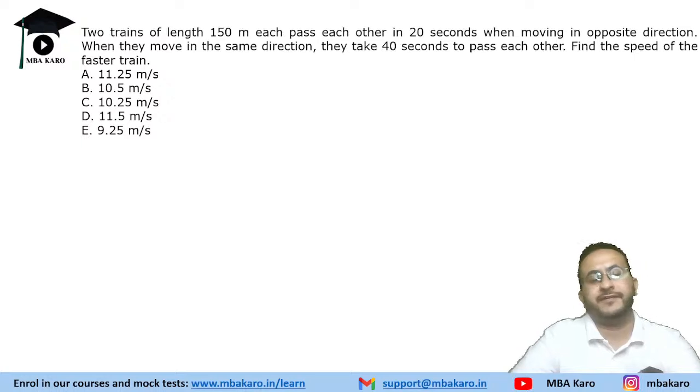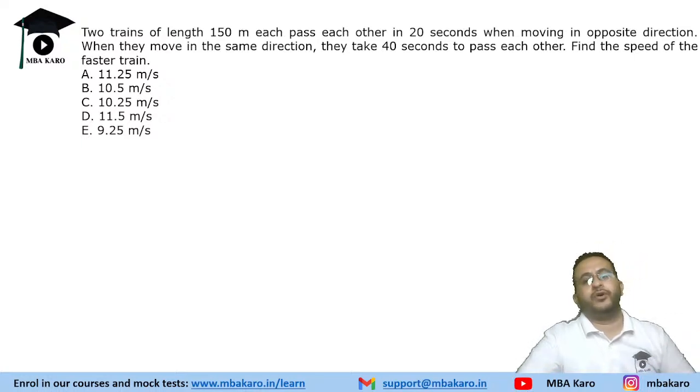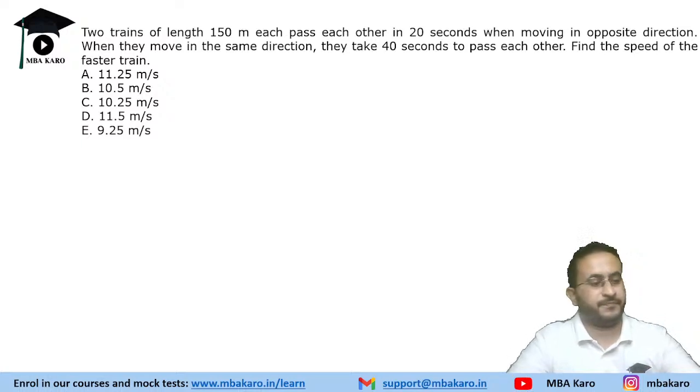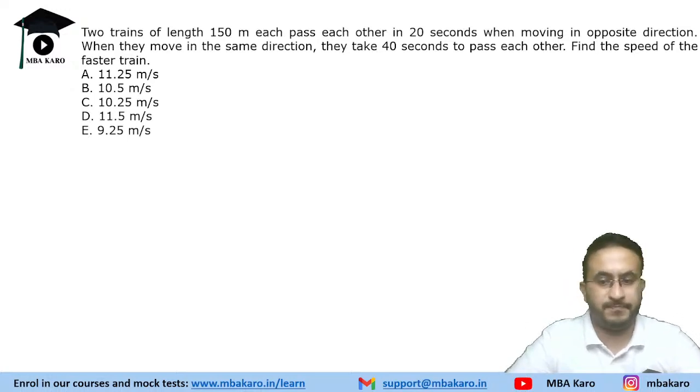Two trains of length 150 meters each pass each other in 20 seconds when moving in opposite directions. When they move in the same direction, they take 40 seconds to pass each other. Find the speed of the faster train. So this is a standard question on trains moving in the same direction and opposite direction.